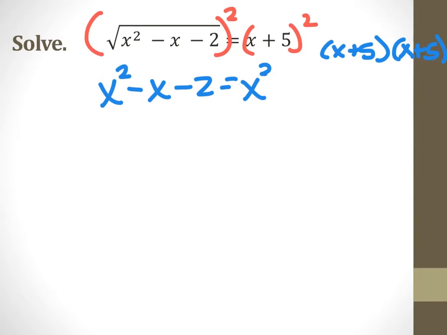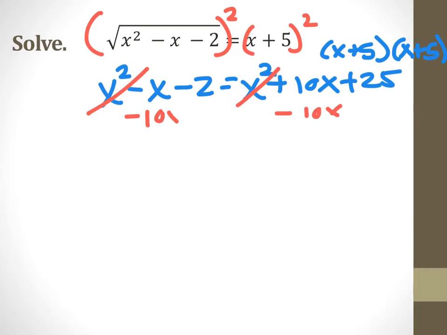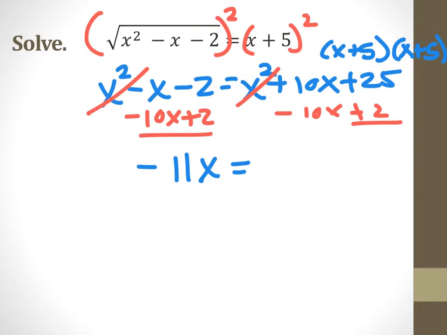It's x squared plus 10x plus 25 by FOIL. Let's go ahead and subtract x squared from both sides, and then let's subtract 10x, get that on one side, and add 2 while we're at it. Could have moved them the other way. Sorry, negative 11x is equal to, because these add to 0, these add to 0, 27. We're going to have a really ugly number here.